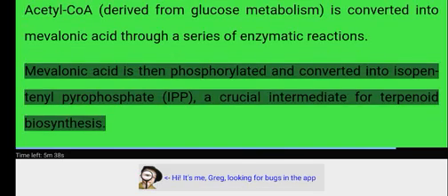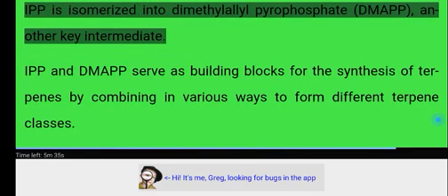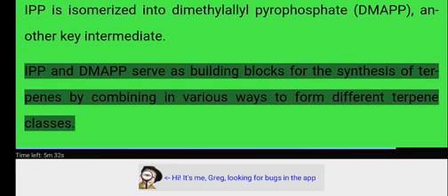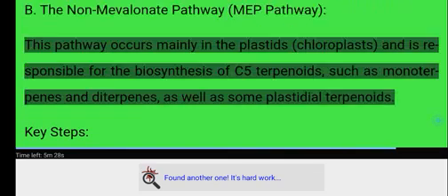Mevalonic acid is then phosphorylated and converted into isopentenyl pyrophosphate, IPP, a crucial intermediate for terpenoid biosynthesis. IPP is isomerized into DMAPP, another key intermediate. IPP and DMAPP serve as building blocks for the synthesis of terpenes by combining in various ways to form different terpene classes. B. The non-mevalonate pathway, MEP pathway.